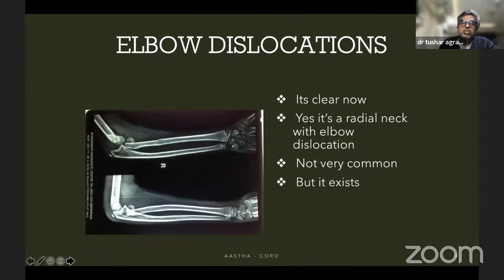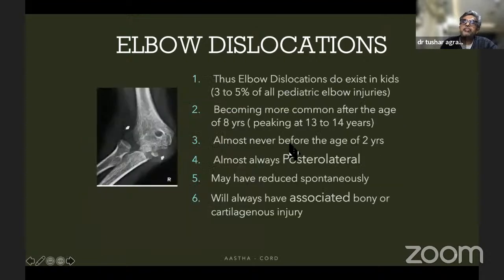So you see this now. Okay, so it was an elbow dislocation. We got it reduced, but the radial neck fracture remains. So elbow dislocations with associated radial neck fractures or other associated injuries are a very distinct possibility. It's not so common, but it's not that it does not exist.